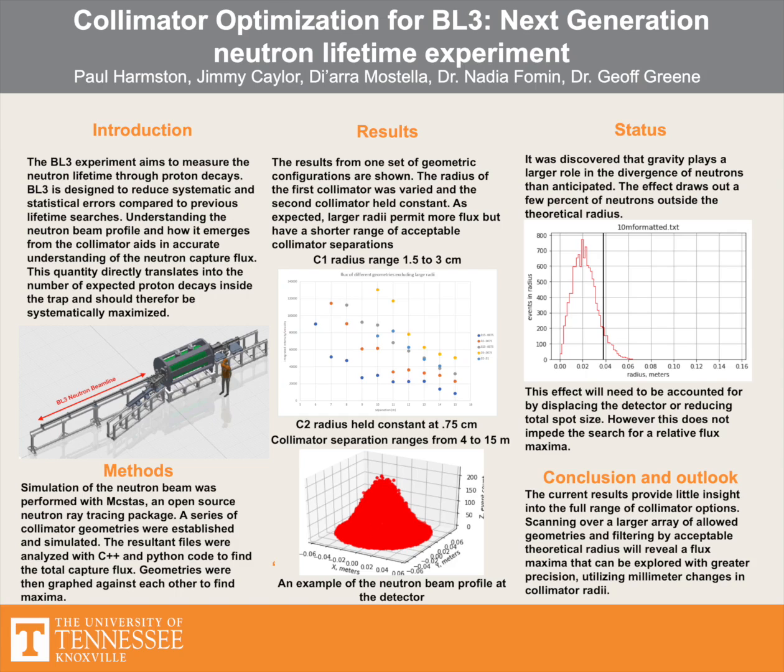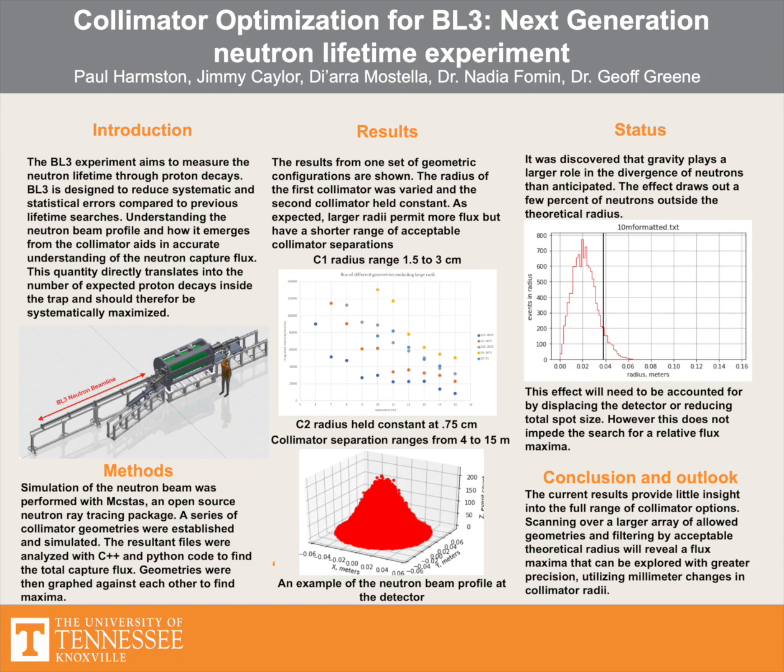The methods by which this optimization is performed come from having fine control over collimators located in the neutron transport beamline. We explored the parameter space relating the radii of the front and rear collimators as well as the collimator separation. This allows us to find a maxima of capture flux within the minimum size constraints of the beam profile on the detector. This work was performed using the neutron ray tracing software McStas. Incremental parameters for radii and separation were fed into the simulation. Results were then filtered and graphed.